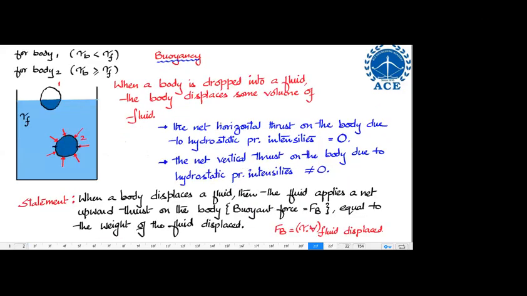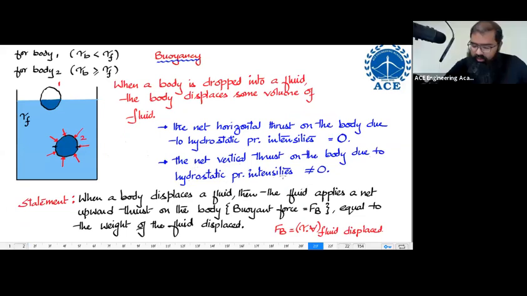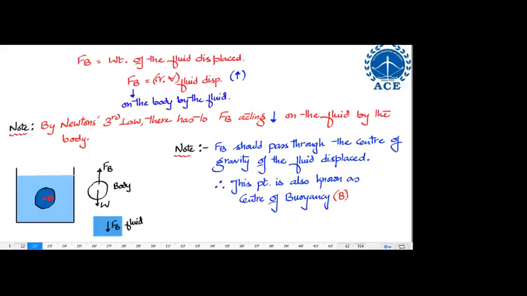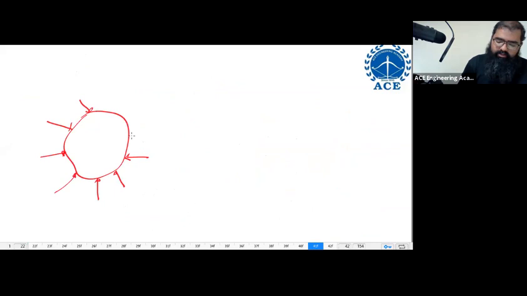Sir, can you make me understand the second point, the net vertical thrust on the body? Due to the hydrostatic, at this point where my cursor is. I didn't understand the logic behind it. Okay, sir. Imagine this is the body you are having. Pressure intensities are like this.